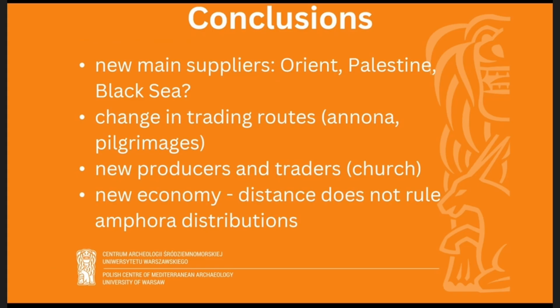But still, the results of the study show that something must have changed in the nature of the economy, because during late antiquity, distance does not rule goods distribution anymore, as it did during the early empire, and it suggests that the late antique economy was more similar to a centrally planned or command economy than the economy of the early empire. That is all.